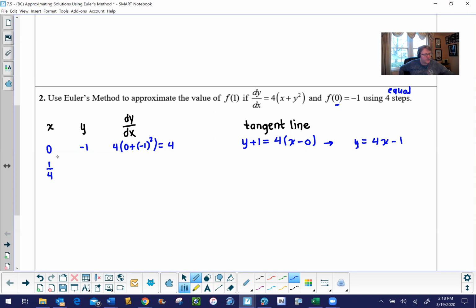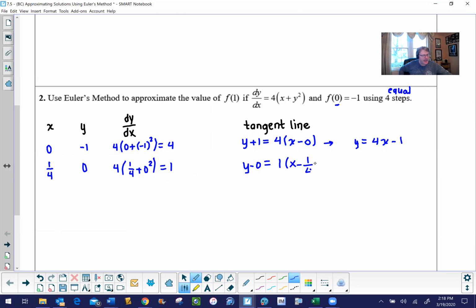So if we have 1/4 as our new x, you always go back to this y equation to get your new y. So 4 times 1/4 is what? 1. 1 minus 1 is 0. So there's our new ordered pair. And so now our differential equation is going to say that 4 is equal to quantity 1/4 plus 0 squared, which would be 4 times 1/4, which is 1. And so our tangent line is pretty easy to write.